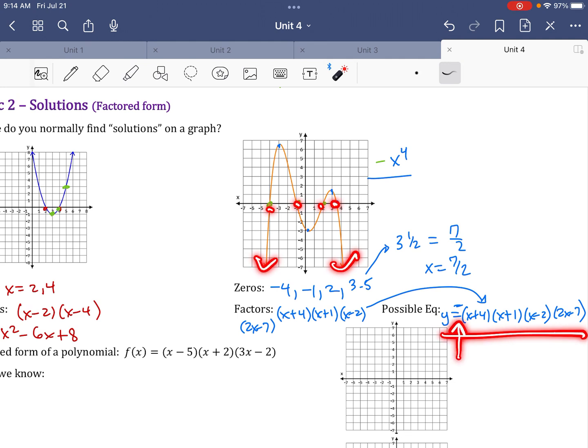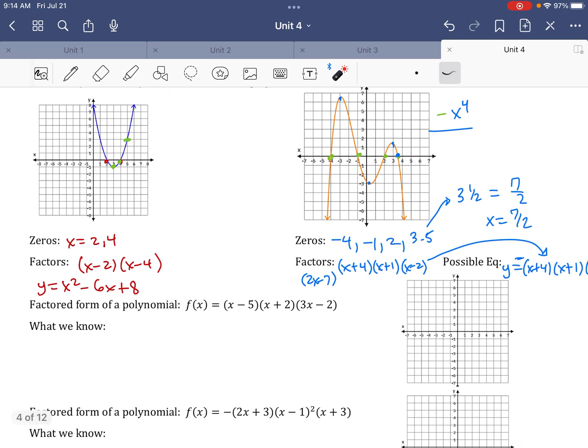Okay, and then I might need to play with some kind of stretch or shrink to make these values appear here. All right, but this is just the basics. So the factored form of a polynomial, if I have these factors here, x minus 5, x plus 2, 3x minus 2, I know my zeros are going to be 5, negative 2, and also 2/3.